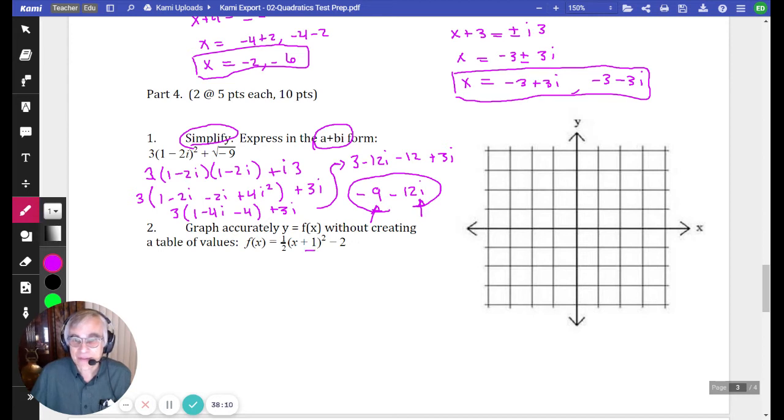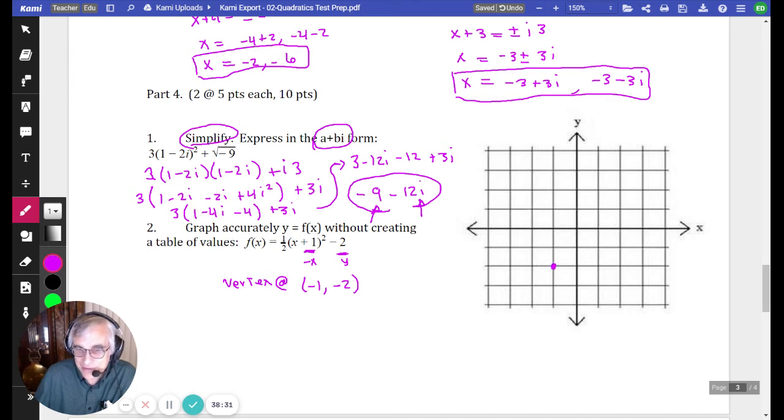So this is the negative of the x coordinate of the vertex, and that's the negative x, and this is the y coordinate of the vertex. So the vertex is at -1, -2. So let's go find that. There it is. There's my vertex. Let's draw an arrow to it just to say how excited we are. We know where the vertex is.